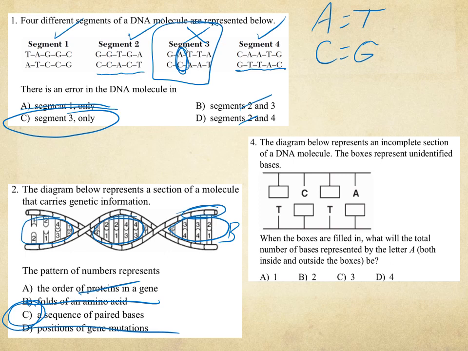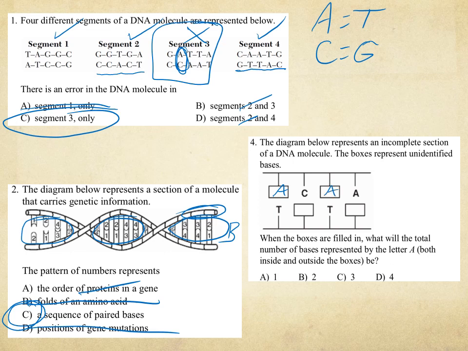And we skipped number 3, went right to number 4. The diagram below represents an incomplete section of a DNA molecule. The boxes represent unidentified bases, so we just have to fill those in first to see what those letters would be before we're going to look at the question. So I see a T across from an empty spot. I know T always goes across from an A. So again, over here, I'm going to put T across from an A.